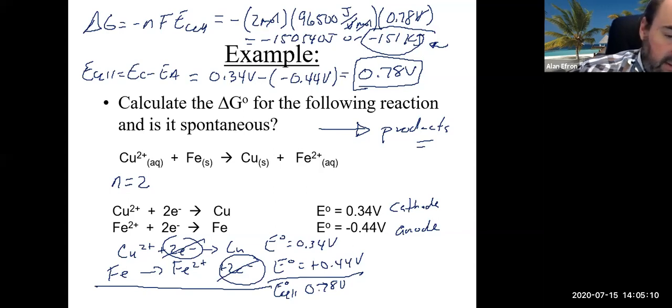So in terms of the N value, a good way to think about it is that N is not the total number of electrons when you add up both half reactions, but the total number of electrons that have been transferred.